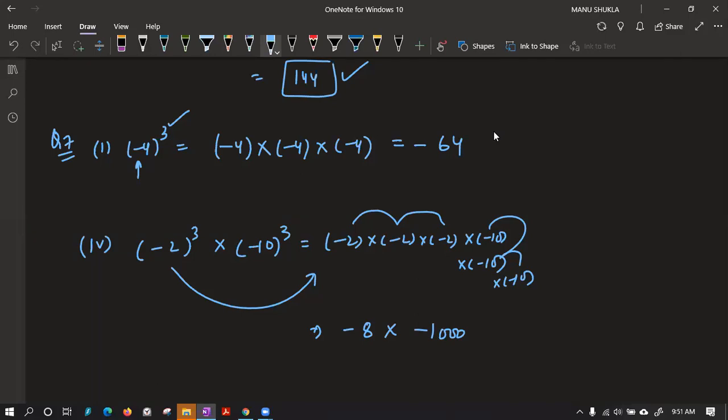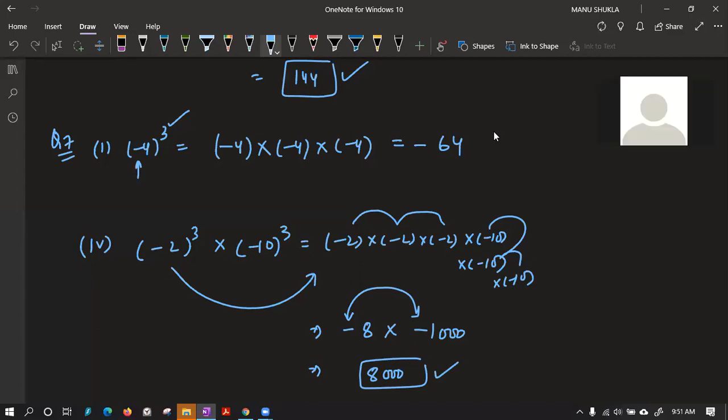Goransh, you forgot. There are two negatives now. Earlier there were 6 negatives, now there are 2 negatives and they will become positive. Answer is 8000.